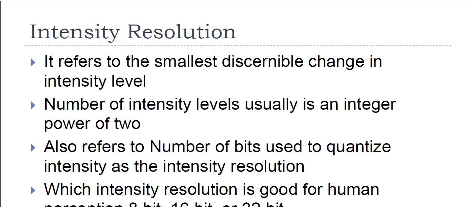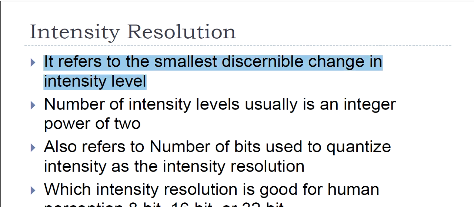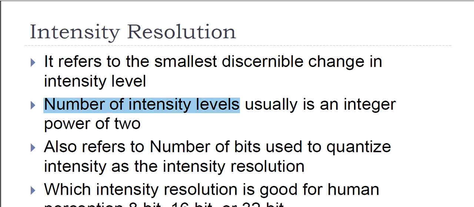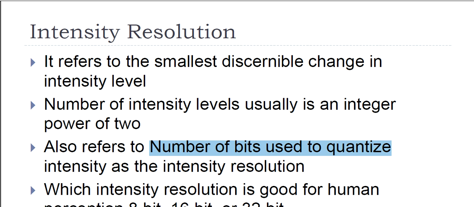The next technical term is intensity resolution. Intensity resolution refers to the smallest discernible change in the intensity level, or the number of intensity levels, which is usually an integer power of 2. That is obvious because we are using the number of bits to find the number of intensity levels, so it will be a power of 2. This also refers to the number of bits used to quantize intensity.